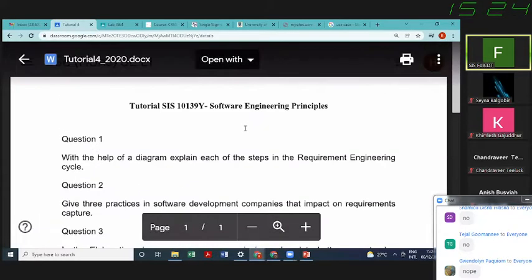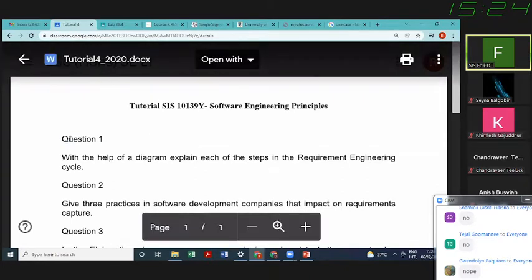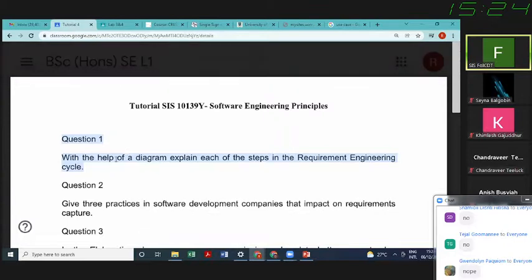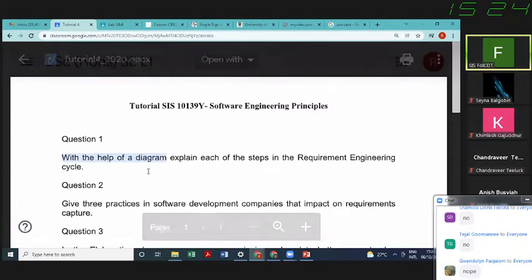Okay, very simple questions. I suggest that you can take some time to start working on these questions right away. So question number 1, with the help of diagram, explain the steps in requirements engineering cycles. So we've seen the 7 steps. Okay, so you need to really, for example, if we have a look at this question, with the help of a diagram. So here right away, it talks about the diagram.